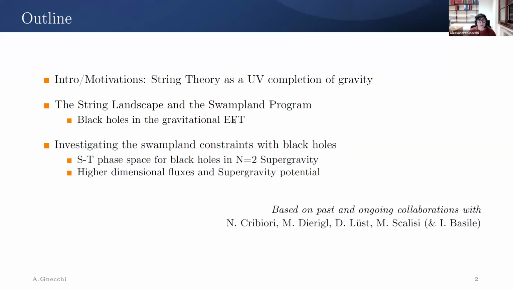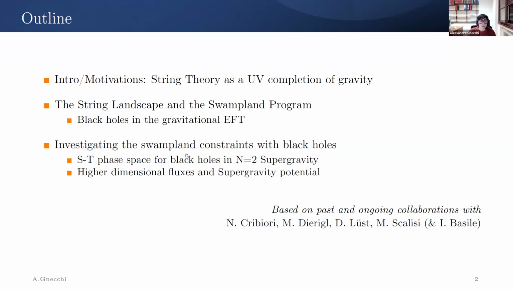And in particular, because I'm interested in black holes, I will want to focus a lot of this talk on why black holes are interesting to learn about gravitational effective field theories and their relation with a UV complete theory. So why are they a good testing ground for our theories of gravity?